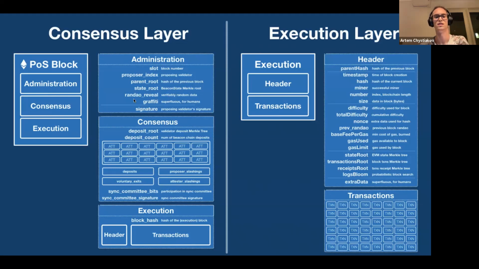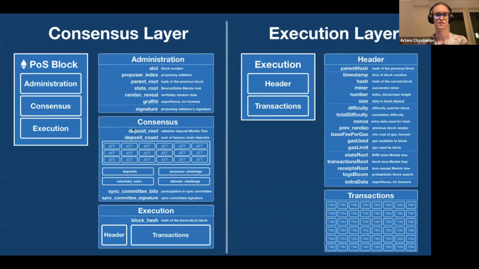The random reveal, it is the random data that the validator provides when the new block is added. The graffiti is just arbitrary data that the validator may provide for some advertisement or whatever. So usually the mining pool is set there. And the signature, it is not the ECDSA signature, it is the BLS signature here. Yeah, and that is it for the administration.